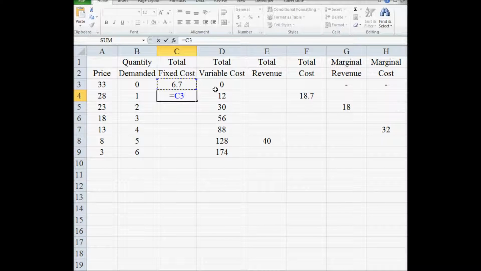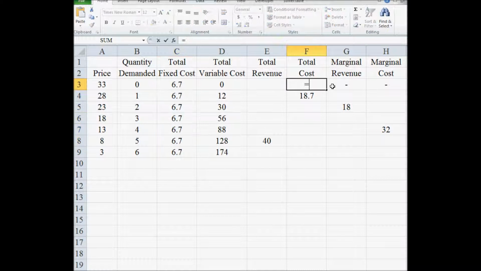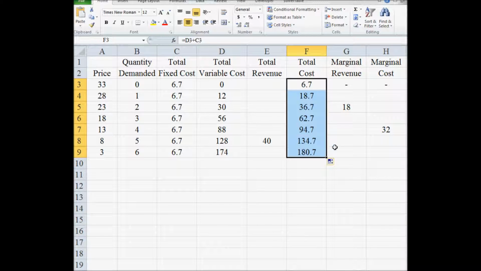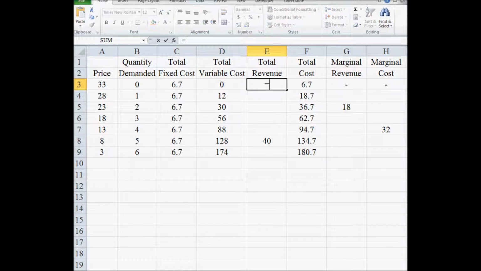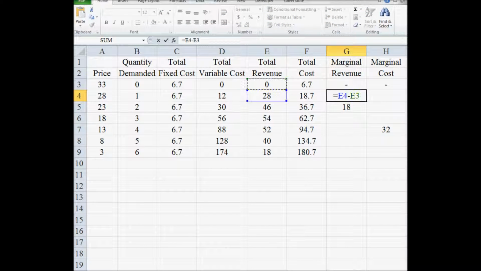The total fixed costs do not change as quantity sold increases. The total variable cost increases as quantity produced increases. Total cost is the sum of variable cost and total fixed cost. Total revenue is price times quantity. Marginal revenue is the increase in revenue resulting from a 1 unit increase in quantity produced. And it declines.